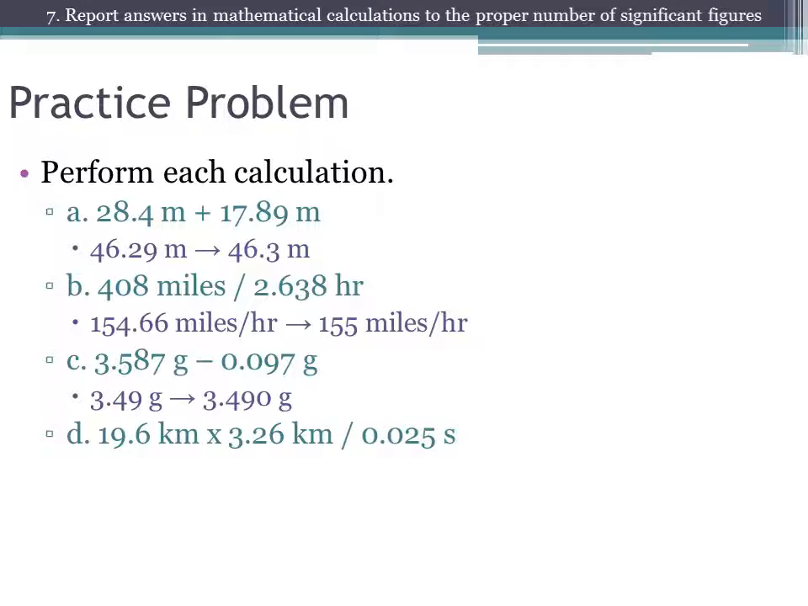Next one, 19.6 kilometers times 3.26 kilometers divided by 0.025 seconds. Here's the first time we've seen this example where we have two different operations. Even though multiplication and division are obviously different operations, it's the same rule. We're looking at number of sig figs. When you plug this in your calculator, plug it all in at once. Do not, for example, get an answer to the multiplication and then do the division. Just plug it all in at once.